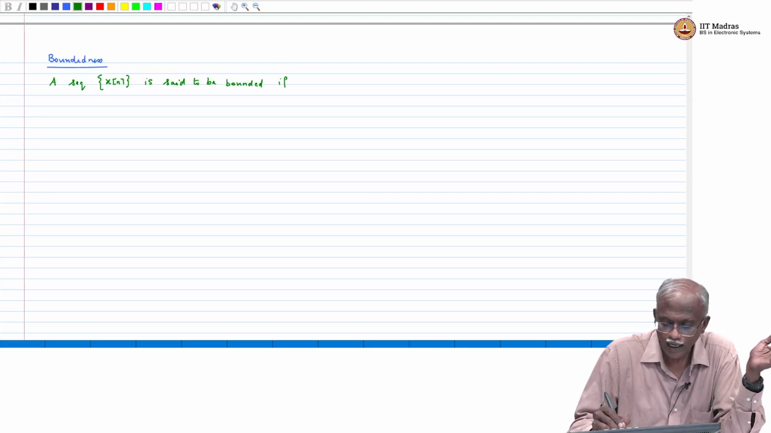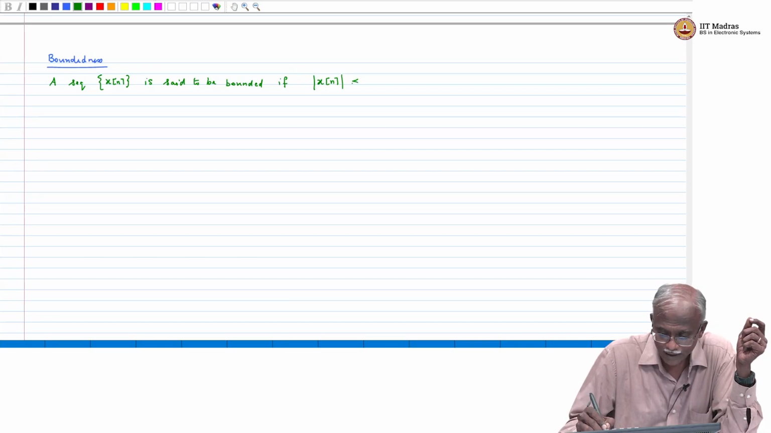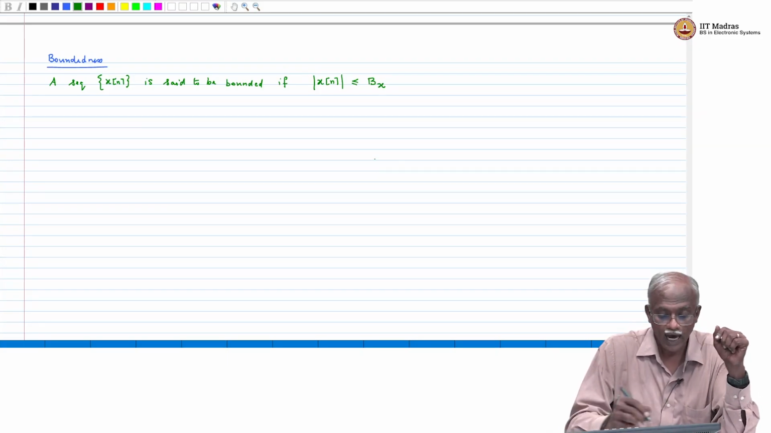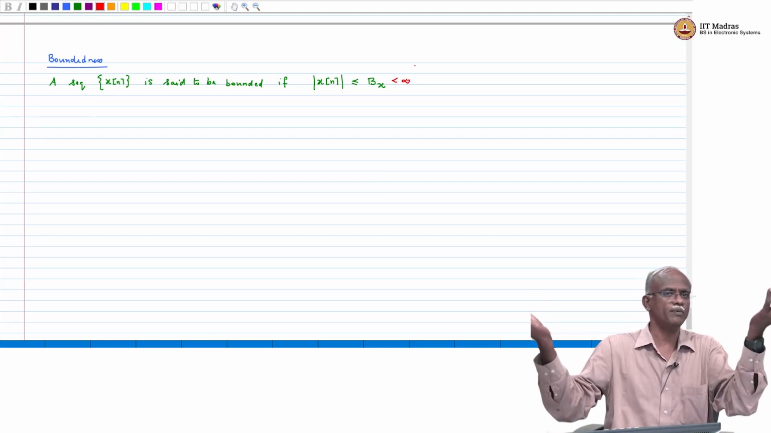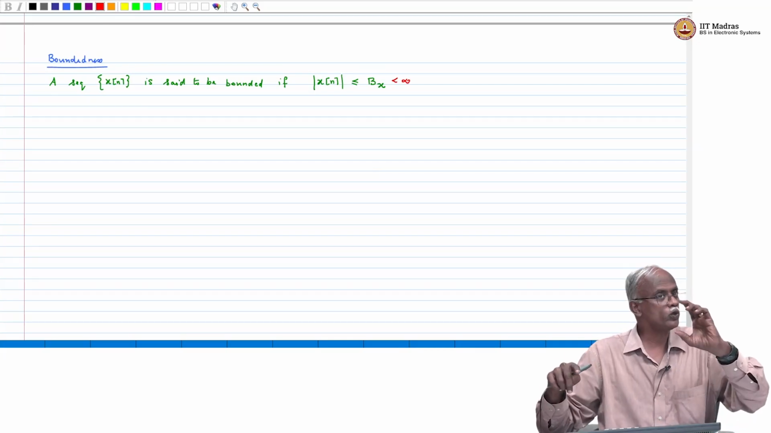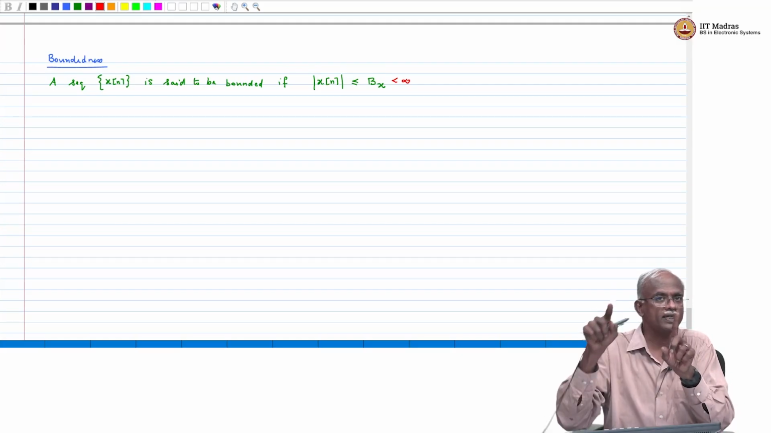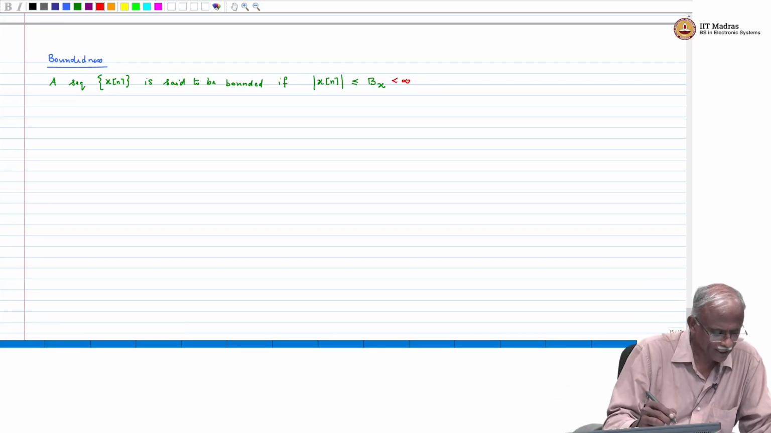If for every x of n, for all values of n, there is an upper bound in terms of its numerical value, we say that it is equal to Bx, and this upper bound must be finite. It cannot be infinity. So for example, if I have a sinusoid with amplitude 1, then I say that this particular sequence is bounded by the value 1. Bx will be equal to 1.